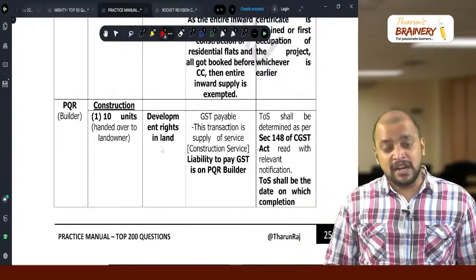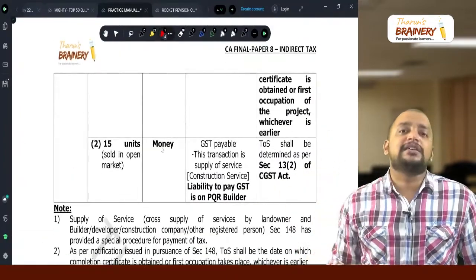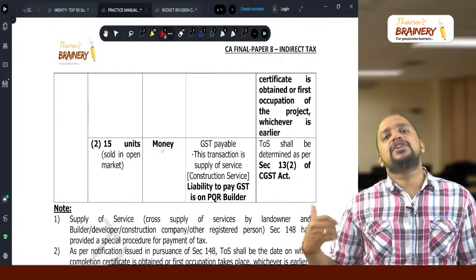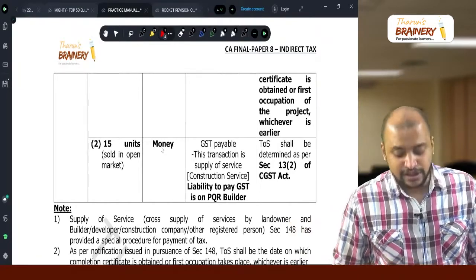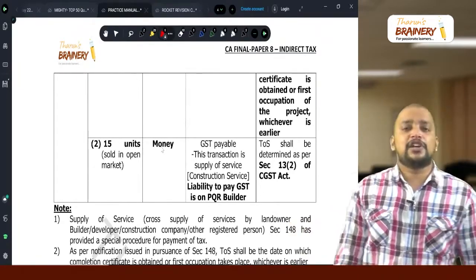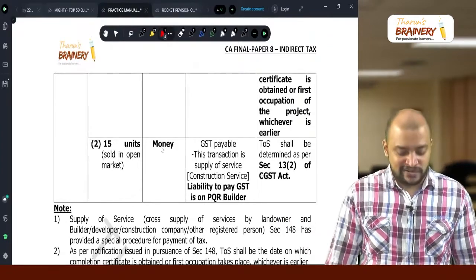What about the remaining 15 units they are selling? They are selling it to others, for which the consideration is money. So then we need to determine the time of supply as per normal provisions. That is, if the invoice is issued within the due date, then invoice date or payment date, whichever is earlier. Otherwise, completion date or payment date, whichever is earlier.